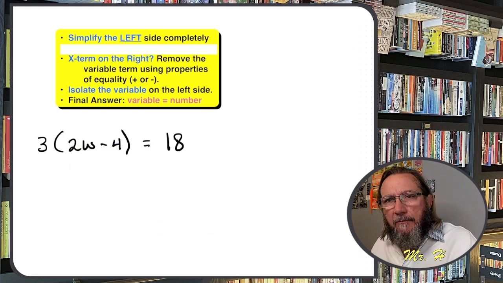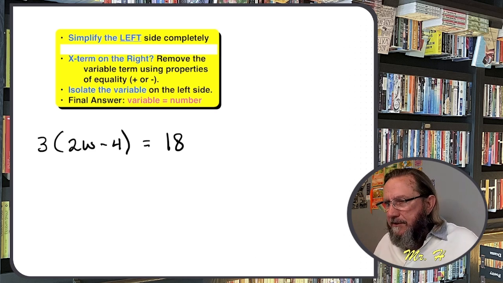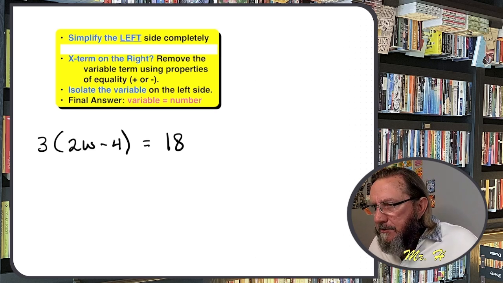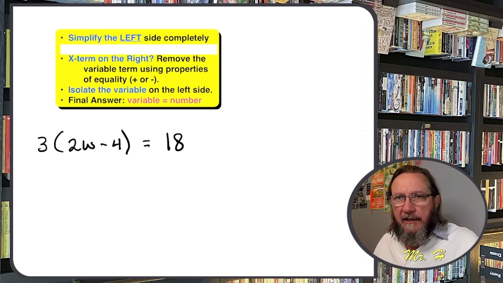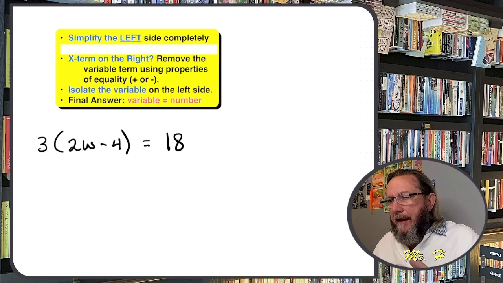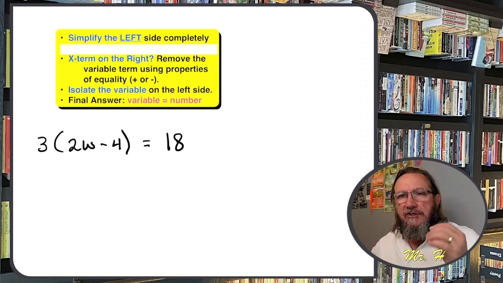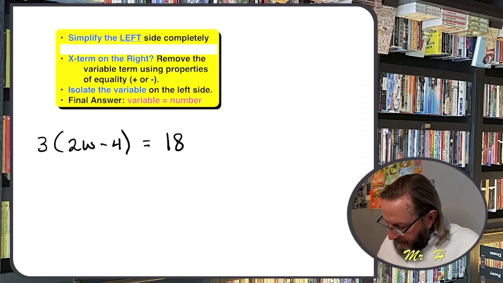Taking a look at the problem here, what do we see? Our first step in our recipe says we want to simplify the left side completely. This is something we haven't seen today in our module yet, but you have seen it. I promise you, you saw this in 8th grade. So what do we do? A number outside of parentheses, that should set off flashing bells that say distribute, distribute, distribute. So let's do that right now.